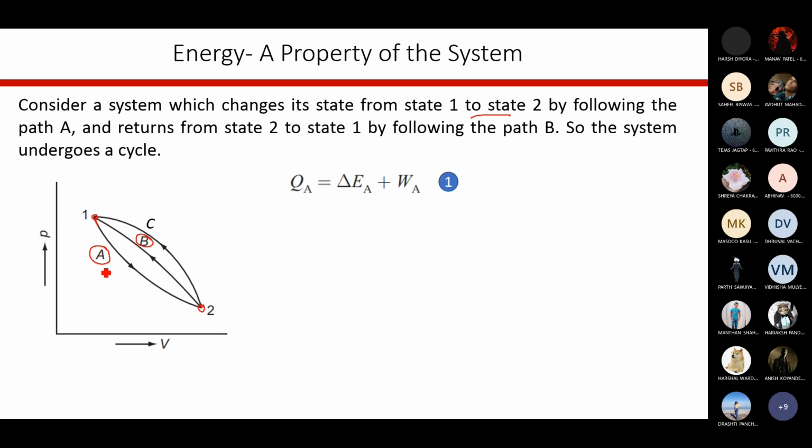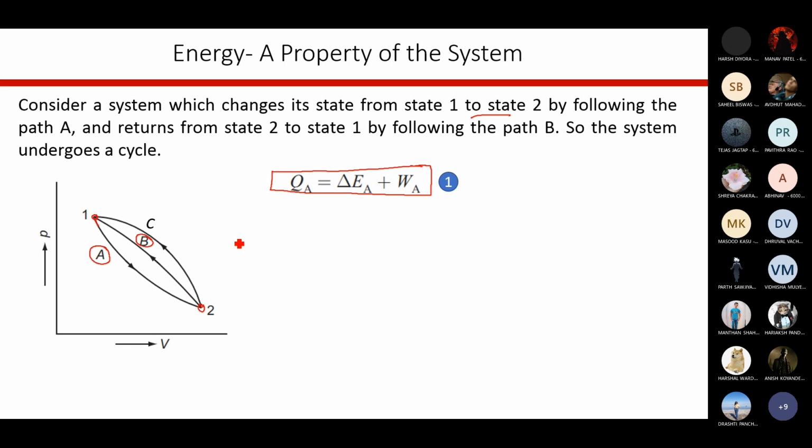Now look at this. What is given by equation 1? What is equation 1? Go to the previous slide. Just now we derived this, no? Q is equal to delta E plus W. This is applied for the system having change of state, no? Right? Yes, sir. So this is written considering the expression which we derived just now.